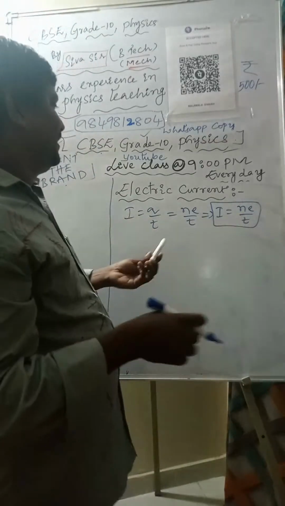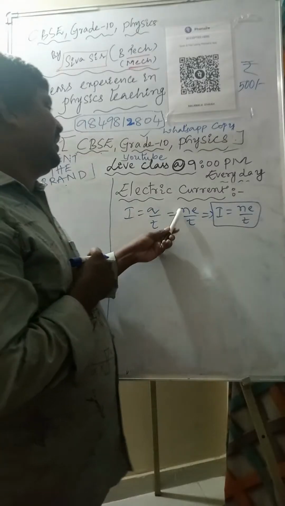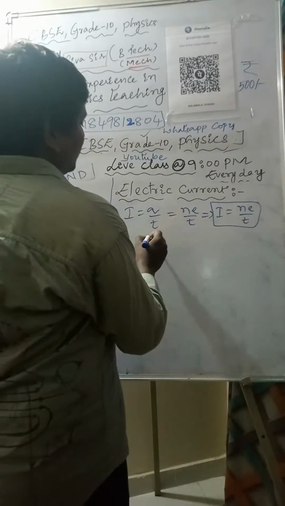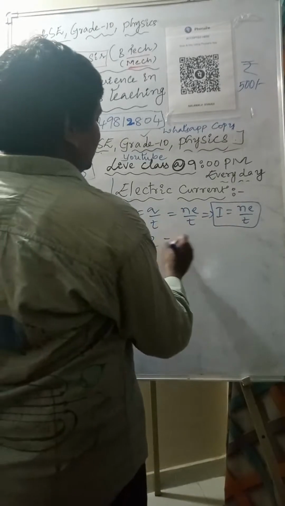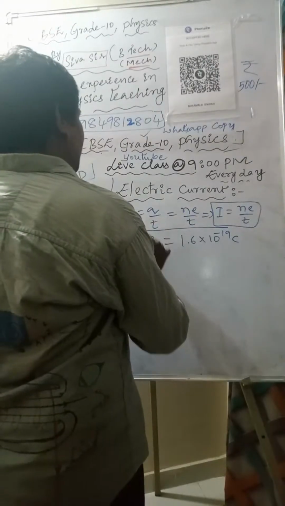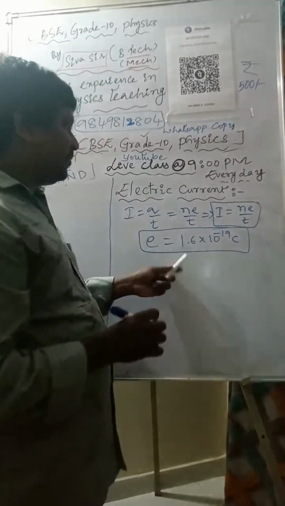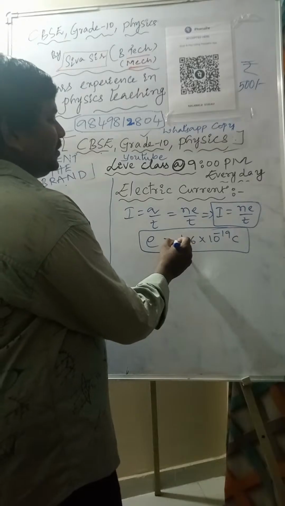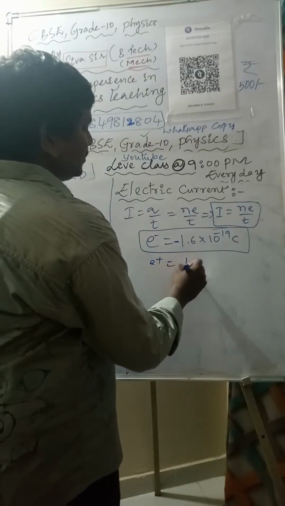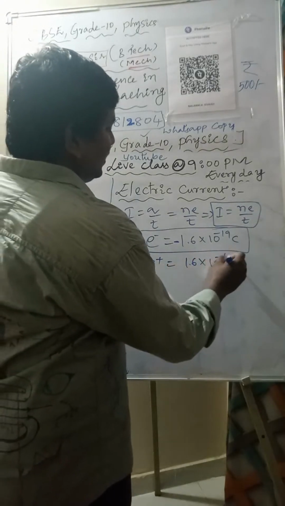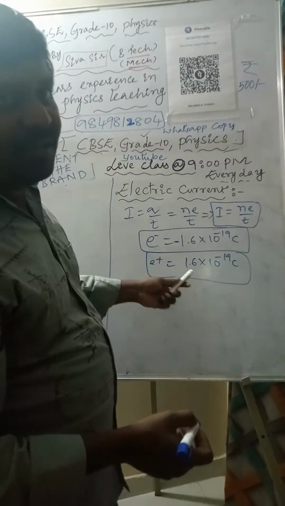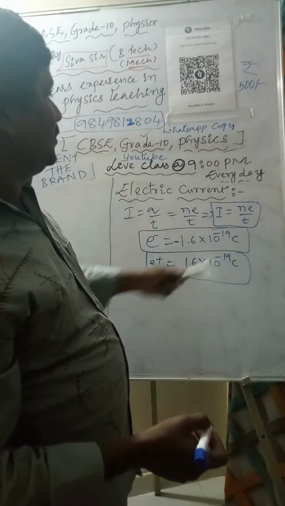Thank you so much. So here I equal to Q by T, Ne by T. If we are considering an electron, the charge on an electron is 1.6 into 10 power minus 19 coulomb. This value is very, very important. Remember this: if it is an electron, we take a negative sign; if it is a proton, we consider a positive sign. Generally we take the magnitude only whenever we are substituting. So note down these points.